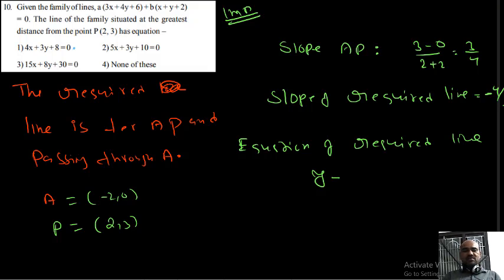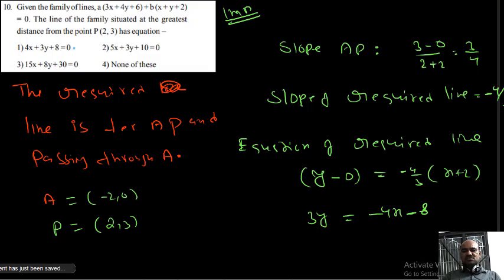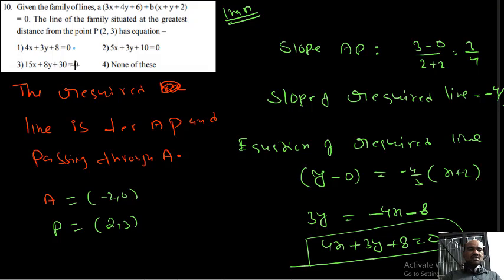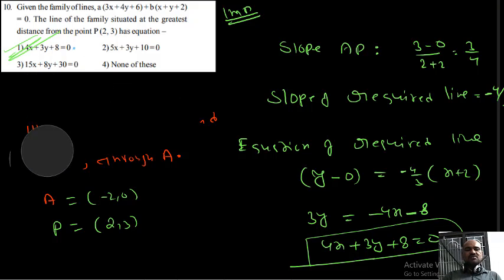y minus y1 equal to -4 by 3 into x plus 2. So 3y equal to -4x minus 8, or 4x plus 3y plus 8 equal to 0. This is the required straight line. Where is that? Here. First option is correct. I hope you people understood. No? Concept is important.